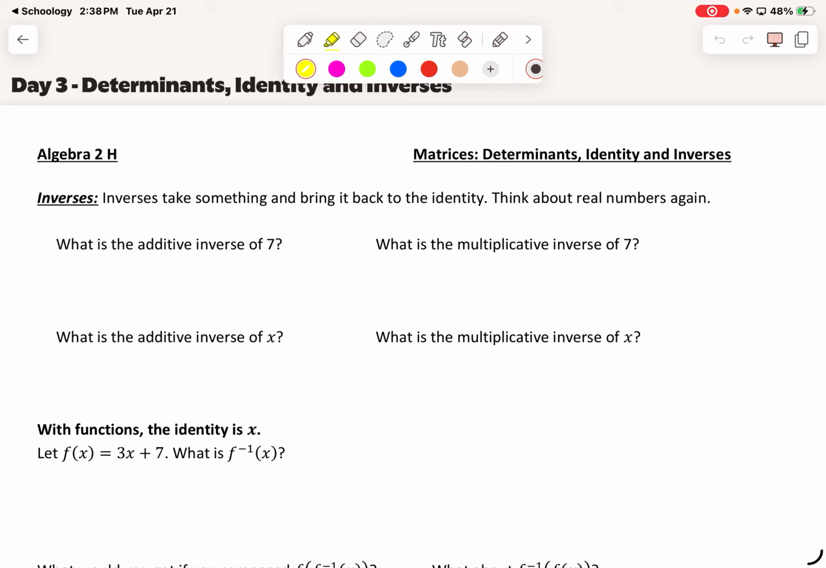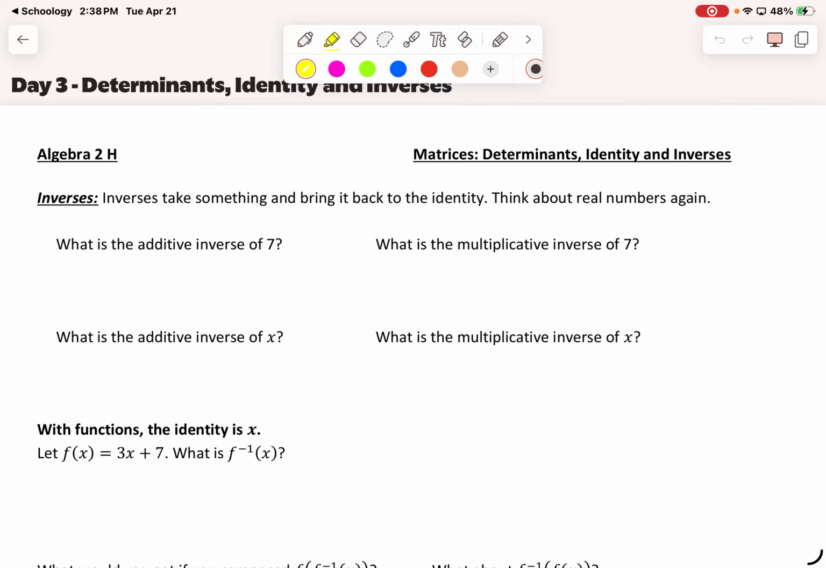All right, so welcome to the video on determinants, identity, and inverses of matrices. So first off, let's get our brains working here and remind ourselves of what an inverse is. An inverse will take something and bring it back to the identity.